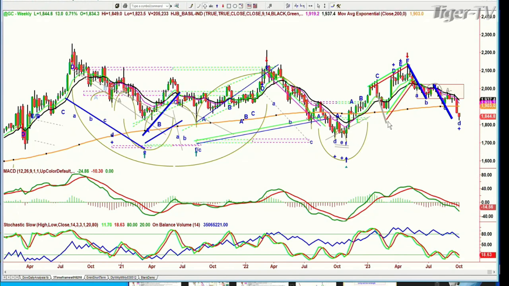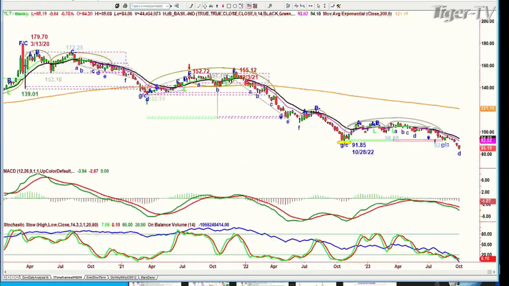I have to respect the fact that gold has held beautifully considering what the dollar has done, but not when you put the dollar into the context, the bigger context of weekly and monthly charts. So this says to me, gold is part of the problem. What is the real problem? Here's the real problem. Bonds, the TLT is still down 64 cents today at 85.19.